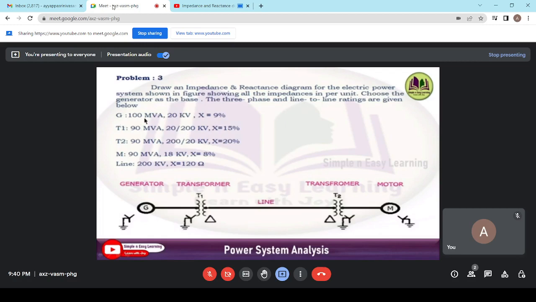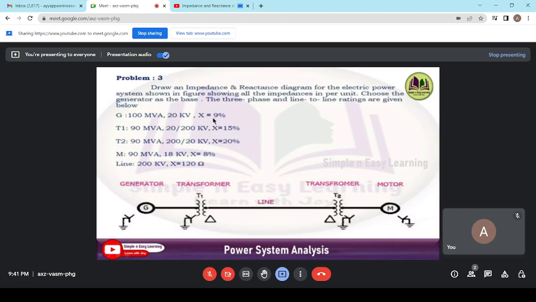The generator ratings are given: 100 MVA, 20 kV and X equal to 9%. Transformer T1: 90 MVA, 20/200 kV, X equal to 15%. Transformer T2: 90 MVA, 200/20 kV, X equal to 20%. And motor: 90 MVA, 18 kV and X equal to 8%. And the transmission line: 200 kV, X equal to 120 ohm.